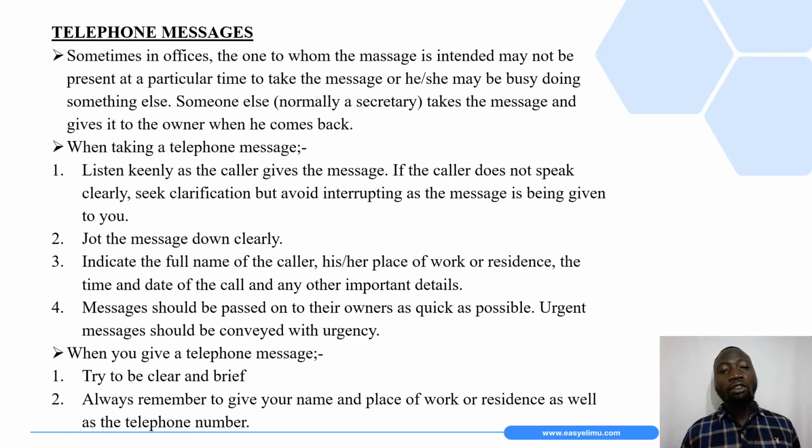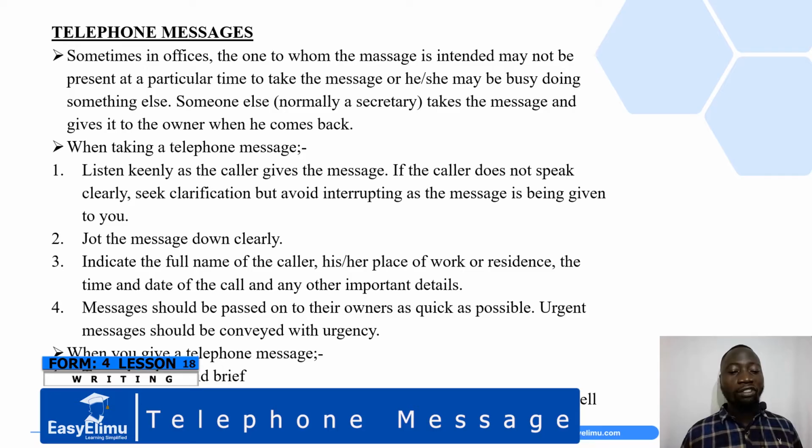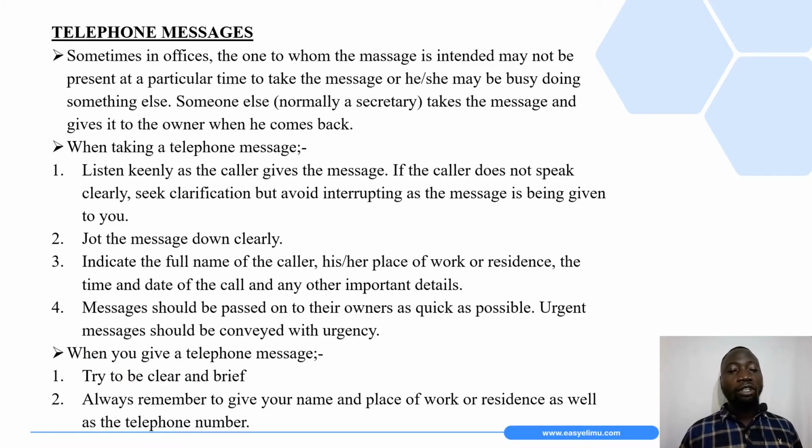So talking about telephone messages, we want to look at some of the places where we use them, and I'm also going to give you some guidelines or steps to taking a good telephone message. Sometimes in offices, the one to whom the message is intended may not be present at a particular time, or he or she may be busy doing something else. In this case, someone else, normally a secretary, takes the message and gives it to the owner when the owner comes back. So we use telephone messages a lot in office setups.